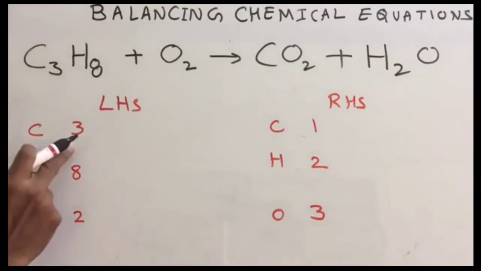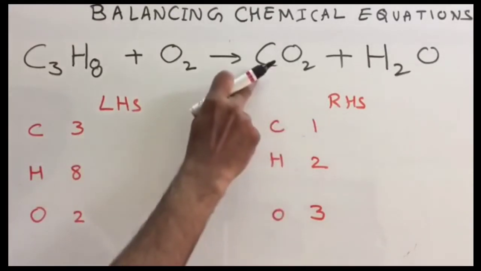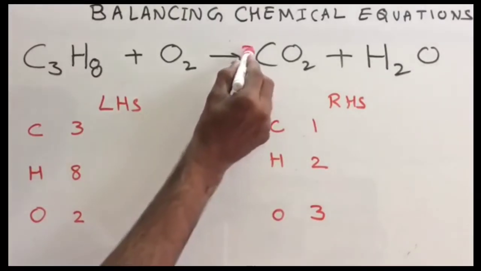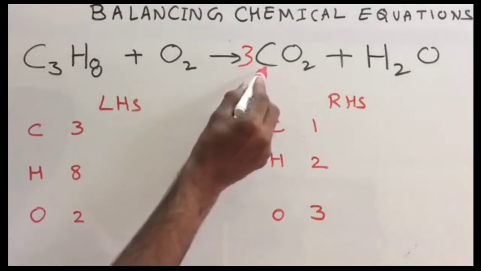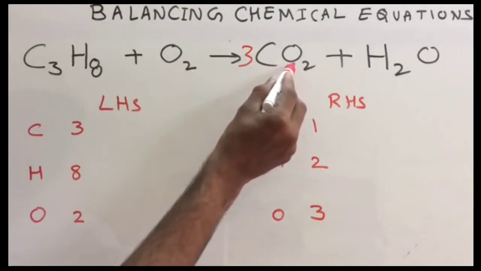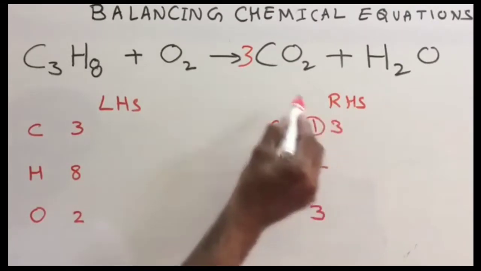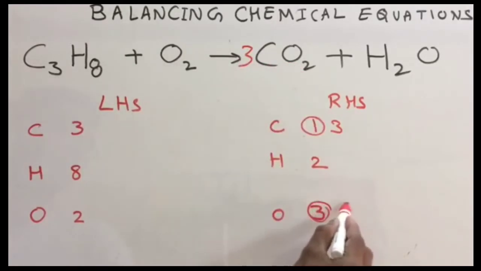Now on LHS you have 3 carbon, on RHS you have 1 carbon. So this carbon must be 3. So to make this carbon 3, simply multiply with 3. If you multiply with 3, then this 3 is multiplied to C as well as with this oxygen. So now the new carbon number will be 3 and the new oxygen number will be 3 2s are 6.